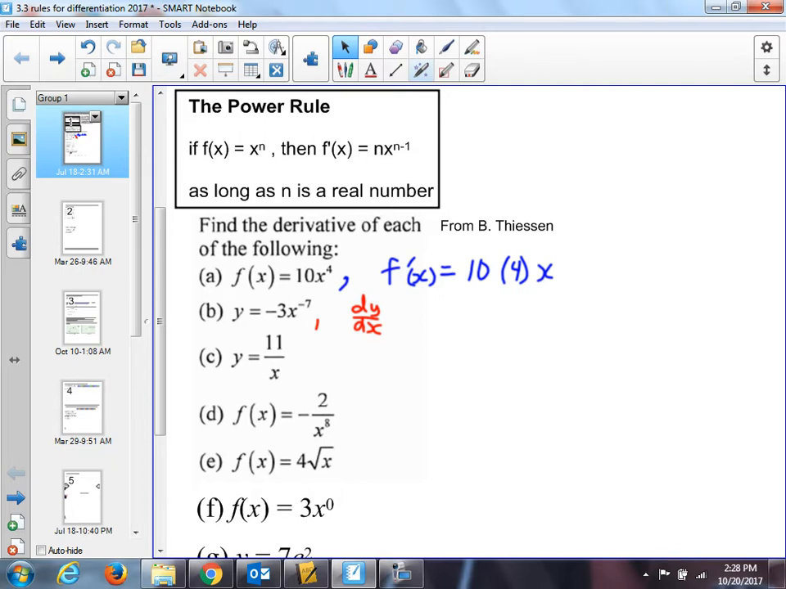And in this case, I'm going to write it out long ways. You're welcome to jump straight to the answer. I bring down the exponent, same as usual, -7. X to the... I subtract 1, so what does the exponent become? -8.